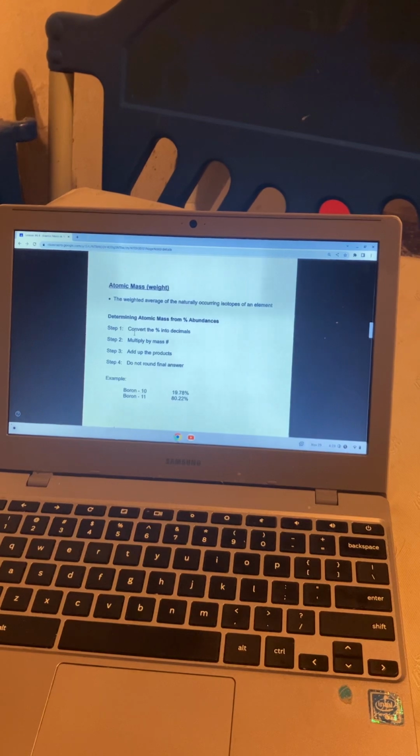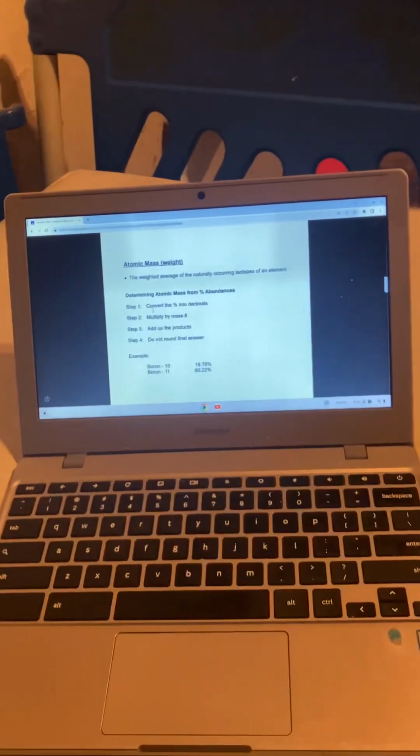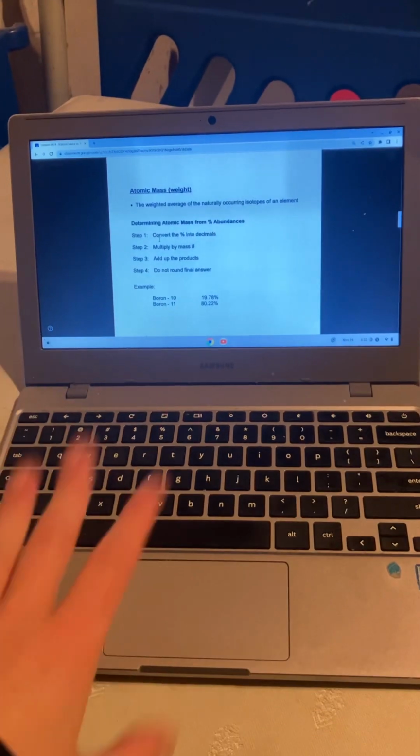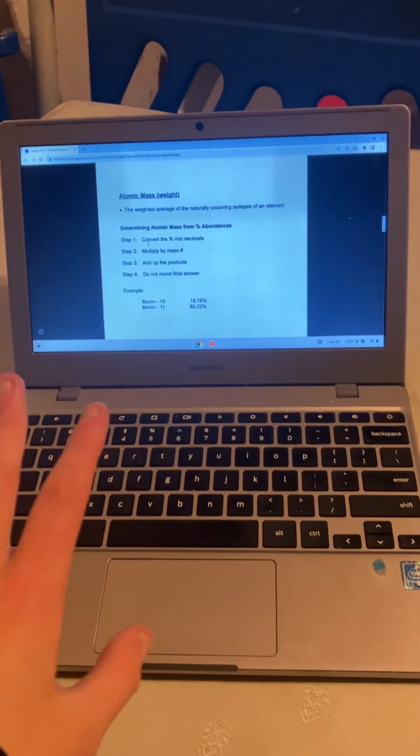So there's a way to get the average atomic mass. You have to weight the averages of how often an isotope occurs in nature. You multiply the mass number. You have to convert the percent into decimals, multiply the mass number, add the products, and do not round the final answer.